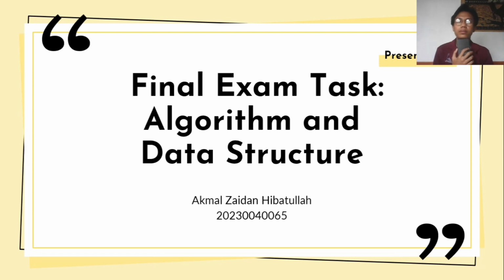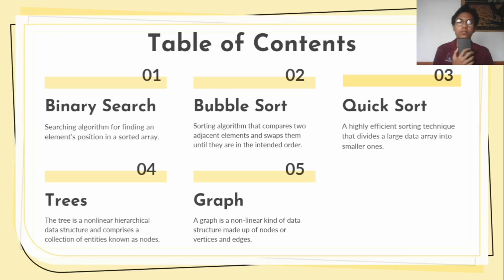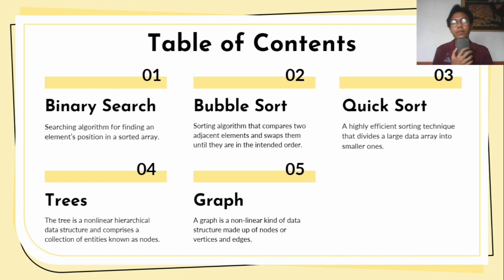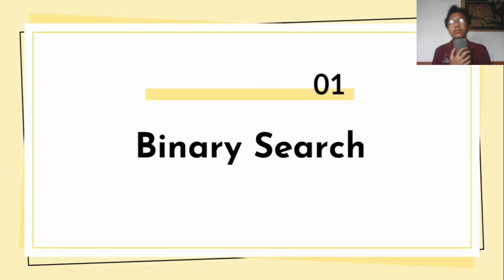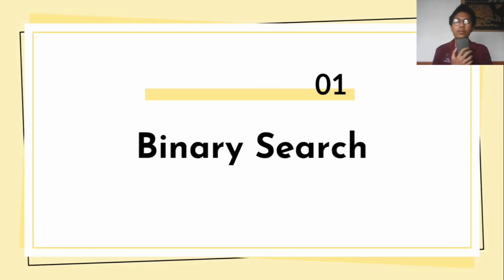Here I will present the final exam task for Algorithm and Data Structure. Here is the table of contents of my presentation. The first is binary search, the second bubble sort, the third quick sort, the fourth trees, and the fifth graph. Okay, let's start with the first, binary search.